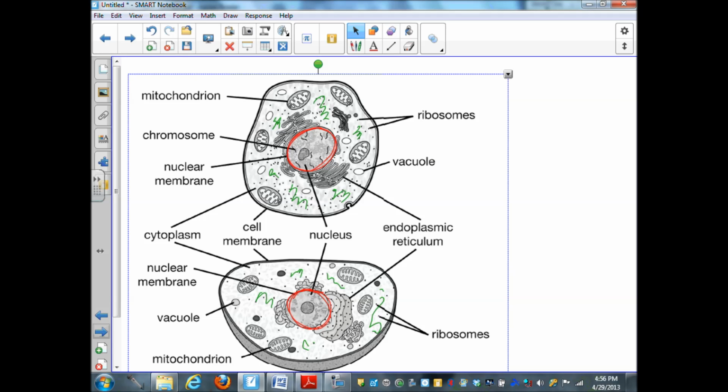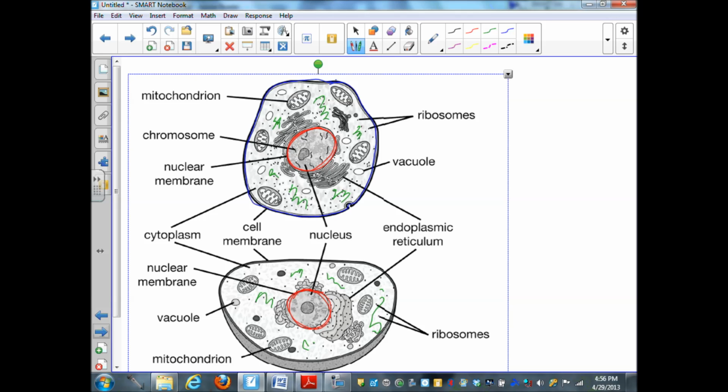The cell membrane is the part that's on the outside. It's the protective coating around the cell, and it allows certain things to come in and certain things to go out. And it prevents certain things from coming in, and it prevents certain things from going out. So it's kind of the gate. It allows certain things in, but not other things. So the cell membrane is the outer coating that helps protect the animal cell.